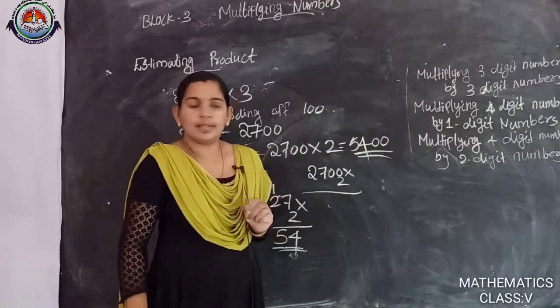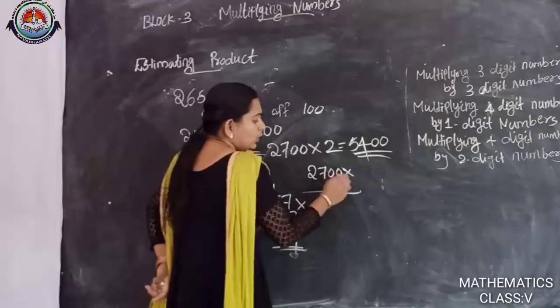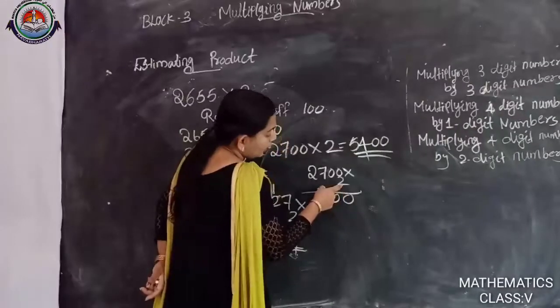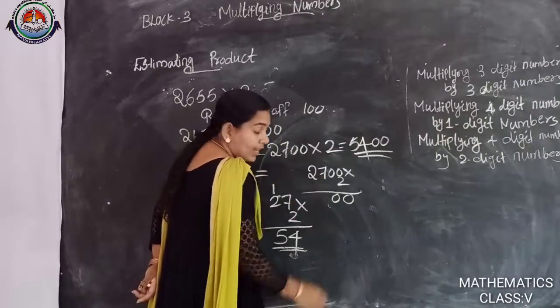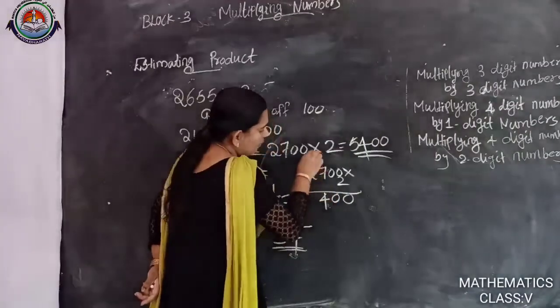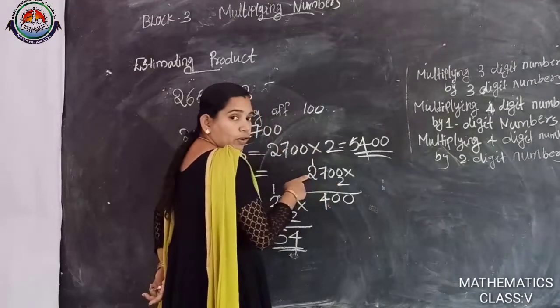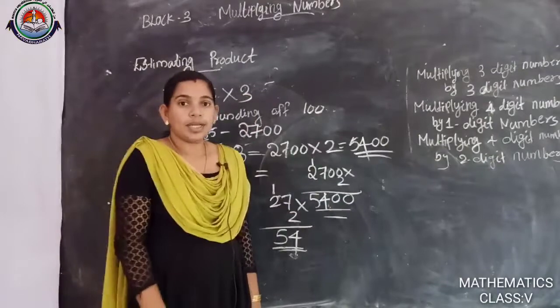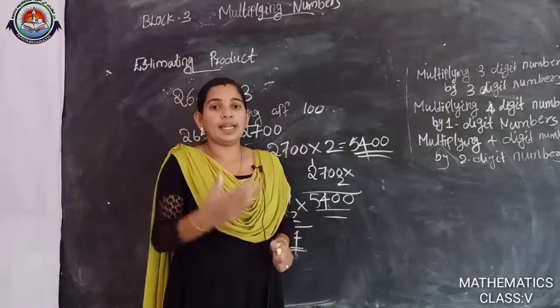So we will check that the answer is correct. 0 into 3, 0. 0 into 3, 0. 7 into 3, 21. 1 here, 2 as a carry. 2 into 3, 6. 6 plus 2, 8. You got the same answer. Okay, then we will do another problem.